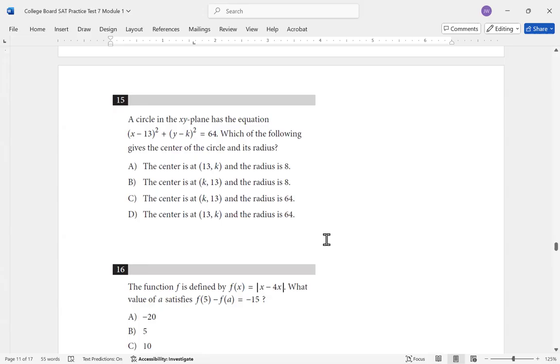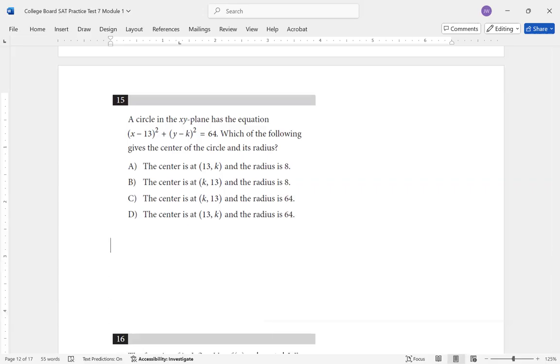Question 15. A circle in the xy plane has the equation x minus 13 squared plus y minus k squared is equal to 64. Which of the following gives the center and the radius? Well, the general form of a circle is going to be x minus h squared plus y minus k squared is equal to the radius squared. That's the general equation of a circle whose center is at h, k and whose radius is r.